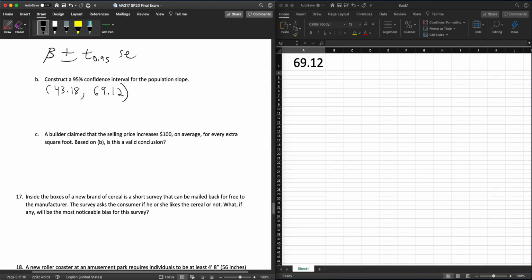And here, builders claim that the selling price increases $100 on average for every extra square foot. Based on what we just got for Part B, is this a valid conclusion? 100's nowhere near this confidence interval, so the answer to that is simply no.